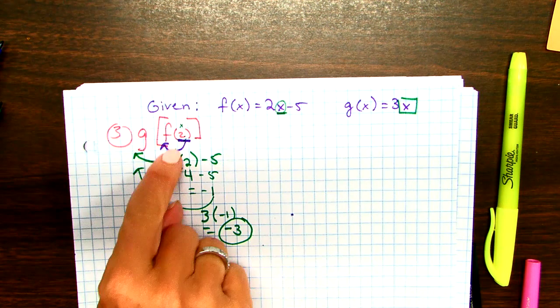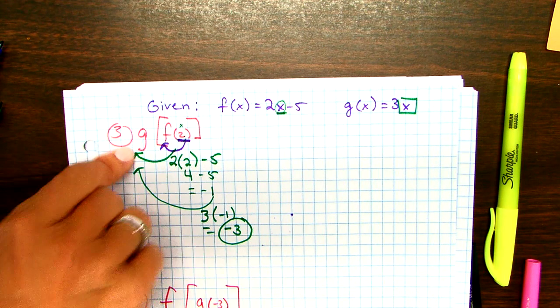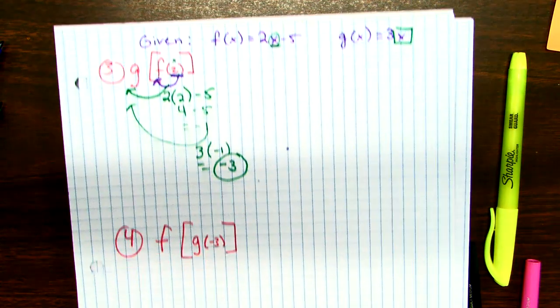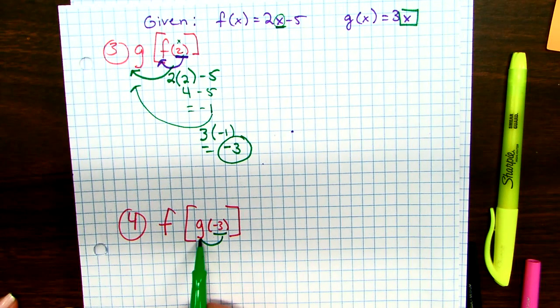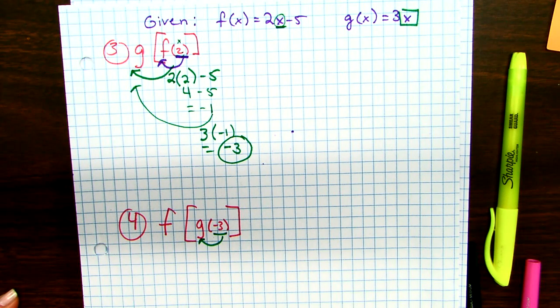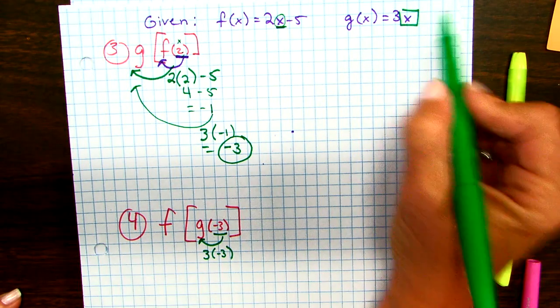We plug 2 into the f function. Whatever we get, we plug into the g function. Let's do another one. Just right to left, though. Plug negative 3 into the g function. Whatever we get, we plug into the f function. Negative 3 into g would be 3 times negative 3. Right? Just plugging in right there.